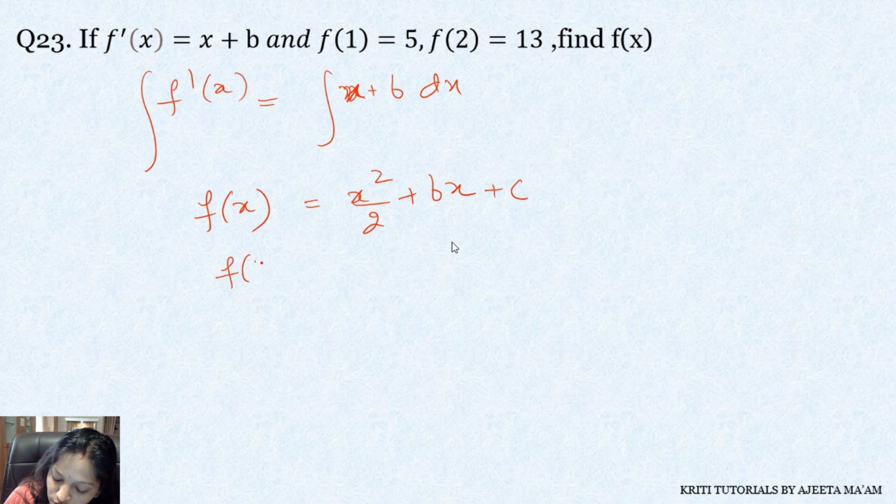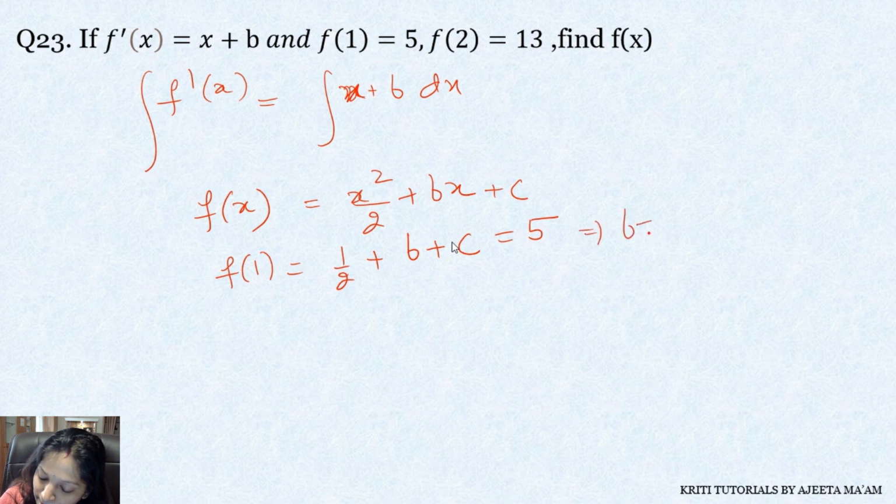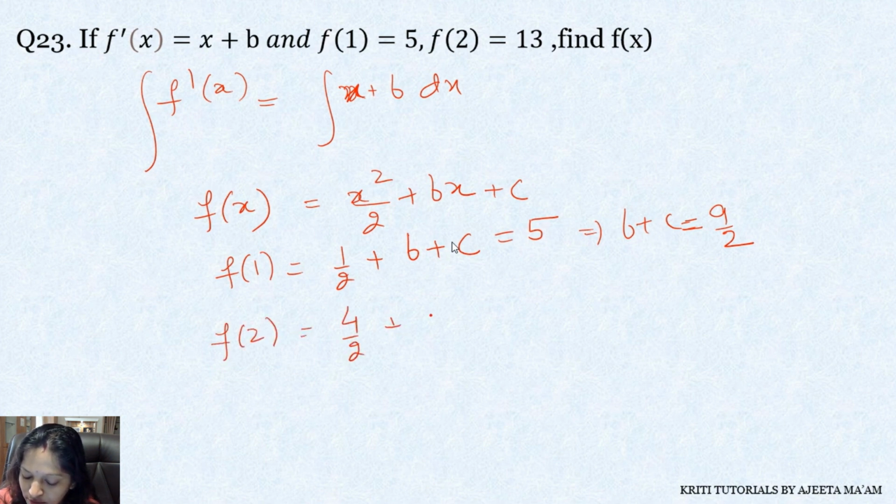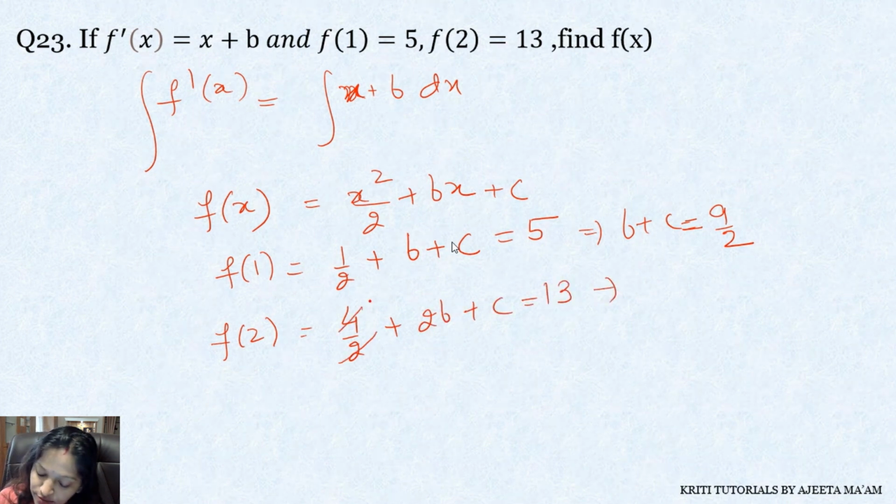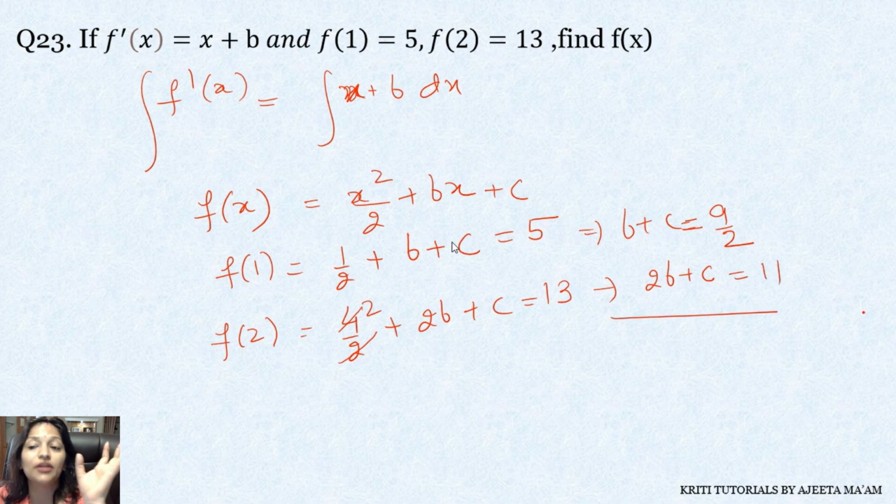So what will you get? 1 by 2 plus b plus c, and f1 is given is equal to 5. So this is your equation given to you. This implies b plus c is 9 by 2, right? Next is f2 is 13. Let's put x as 2. So 4 by 2 plus 2b plus c is 13. So what will you get? You get here 2b plus c is equal to, now 13 minus 2 is 11. Now we have to solve these two simultaneous equations.